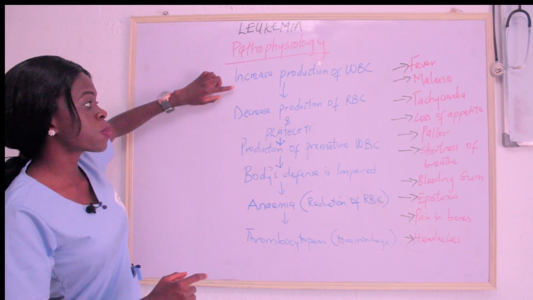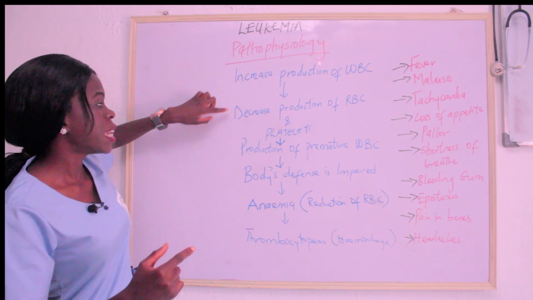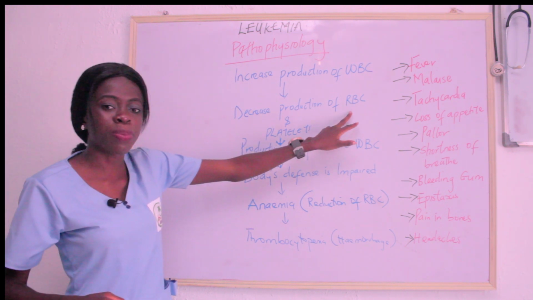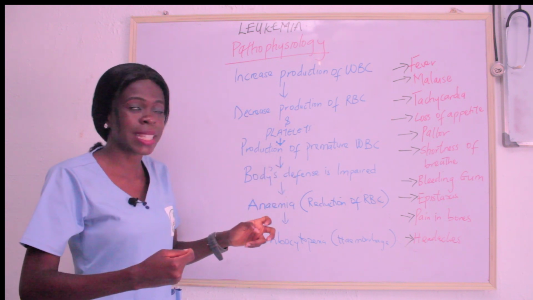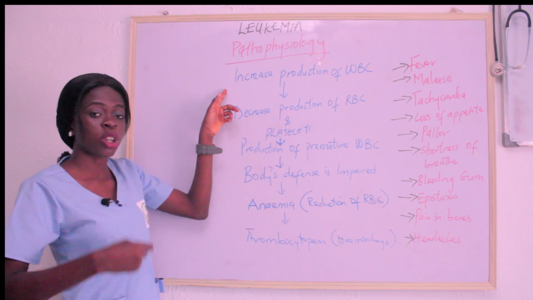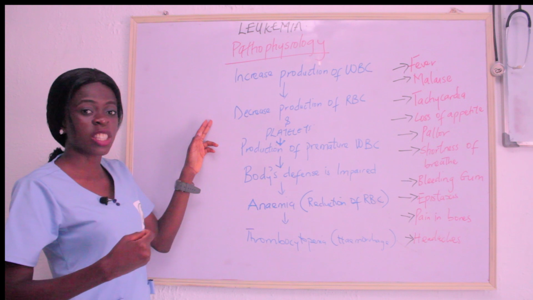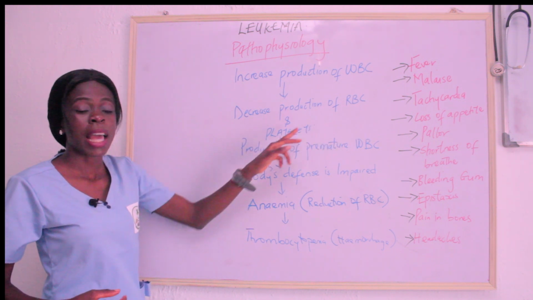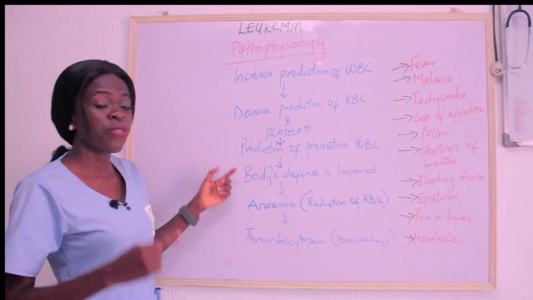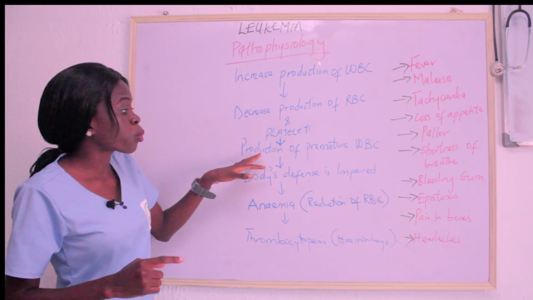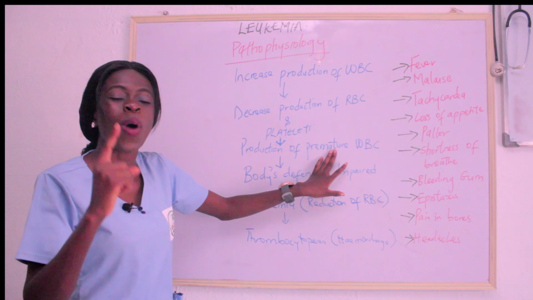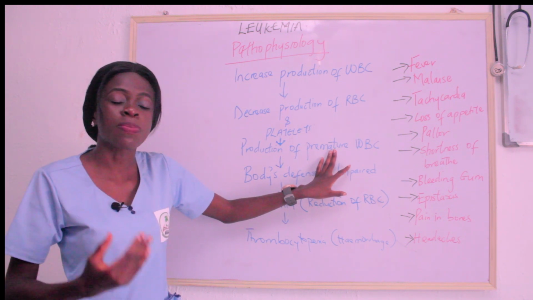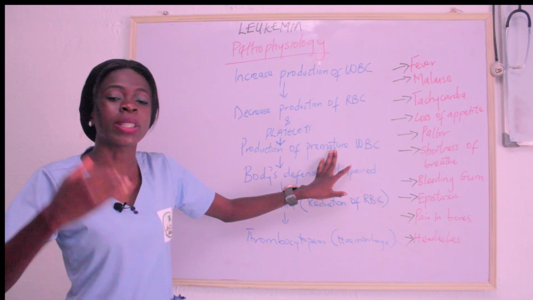And that increased production of white blood cells leads to the decreased production of red blood cells and platelets. And the funniest thing, like I earlier said, there's production of what? Premature white blood cells, immature white blood cells. The white blood cells are not matured enough.